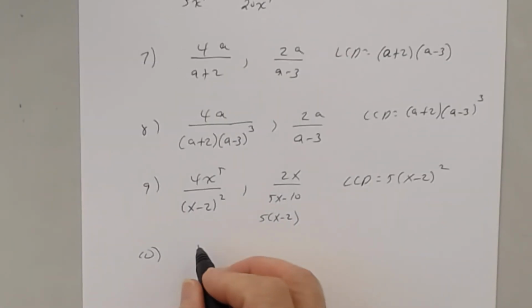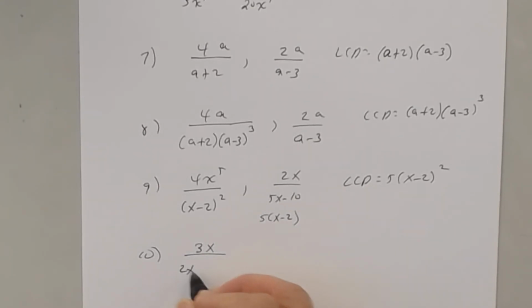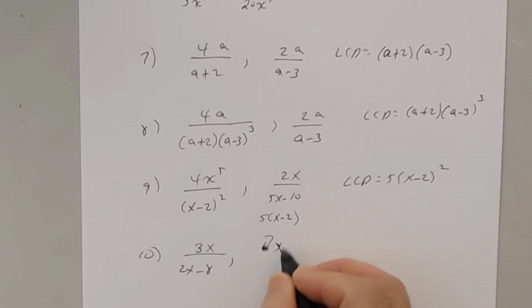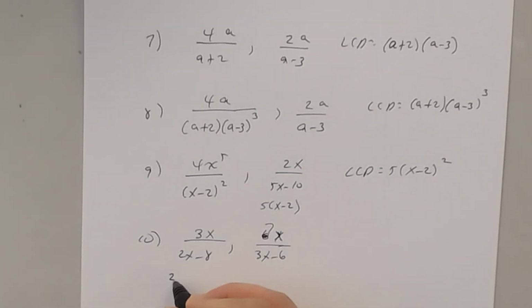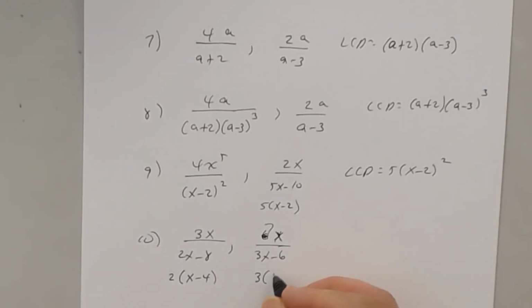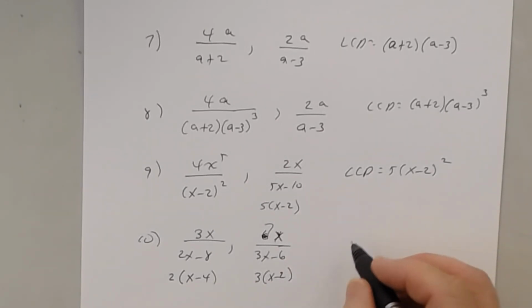Number 10. Suppose I had 3x divided by 2x minus 8, comma, 7x divided by 3x minus 6. All right. So before you find the LCD, you got to do what now? Factor. How do you factor that first denominator? GCF is 2, so it'll be 2 times what? x minus 4. Over here, GCF is 3, so it'll be 3 times x minus 2. So what do you think the LCD is?